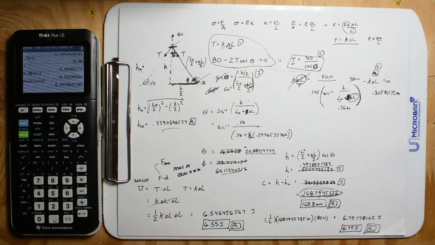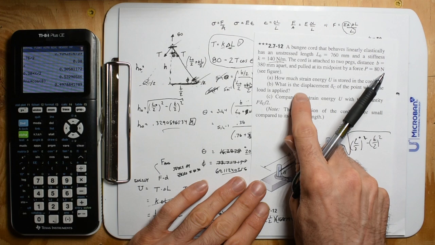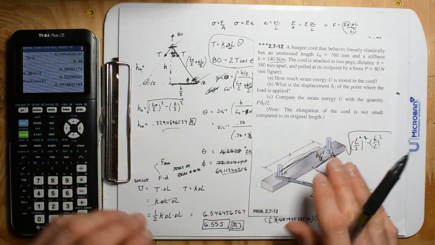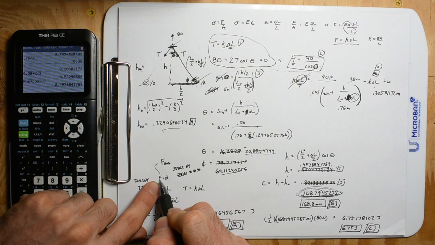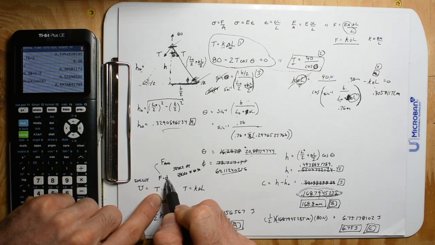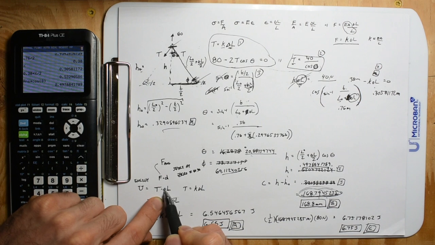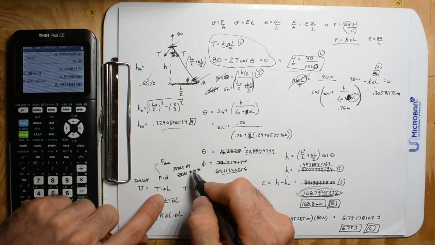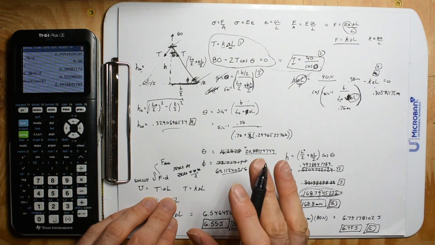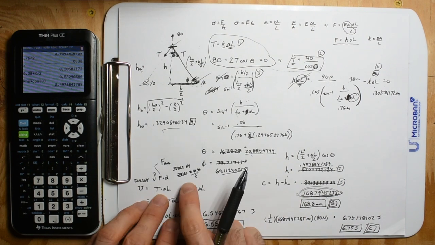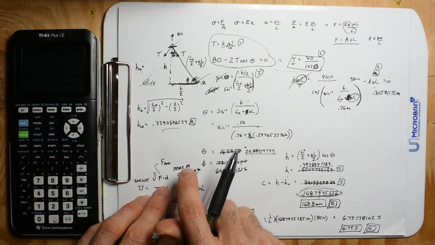Okay, so the other question they wanted to know, so that was the displacement. They also wanted to know how much strain energy is stored in the cord. Now this is a fascinating one, because energy is force times distance. Well, isn't the tension in the cord T, and the change in length L? Hey, that's a good place to start, but always asterisk this, because it is an integral, you know what I mean?